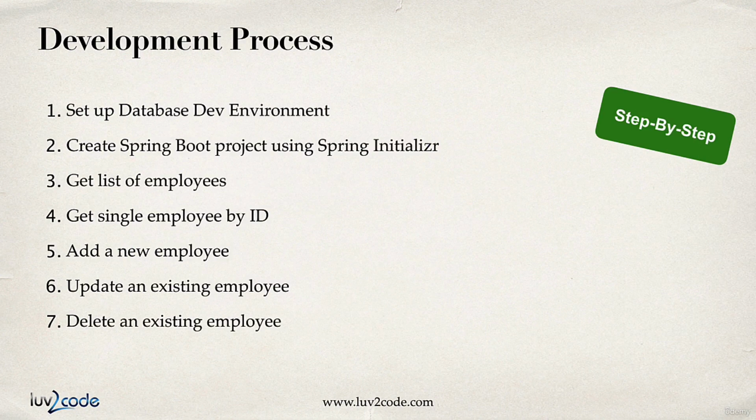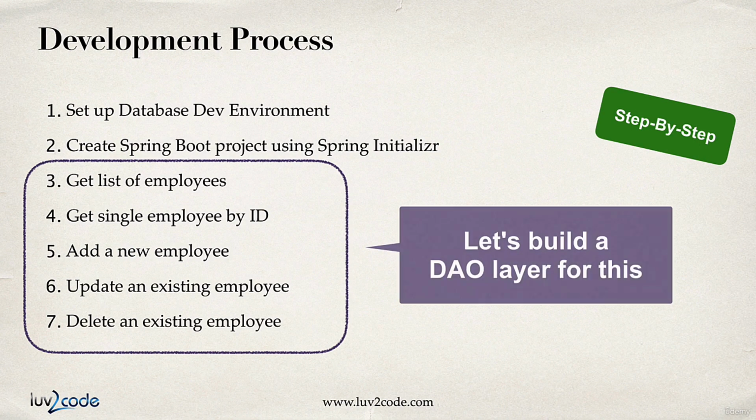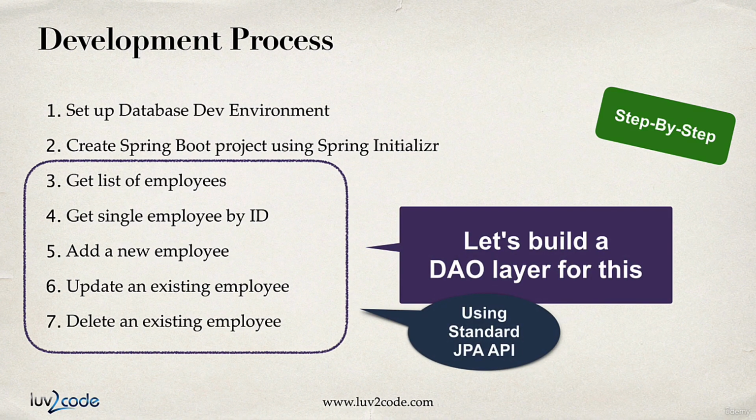All right, so here's our development process. We have our long list of items that we need to perform for our CRUD operations. What we'll do is build a DAO layer for this, and in this scenario, we'll make use of the standard JPA API throughout.